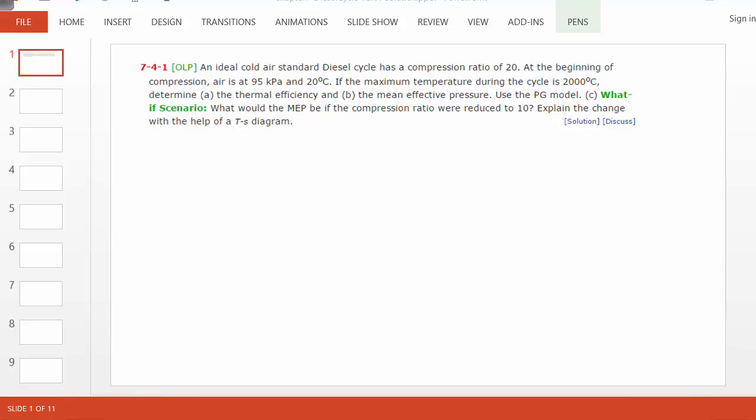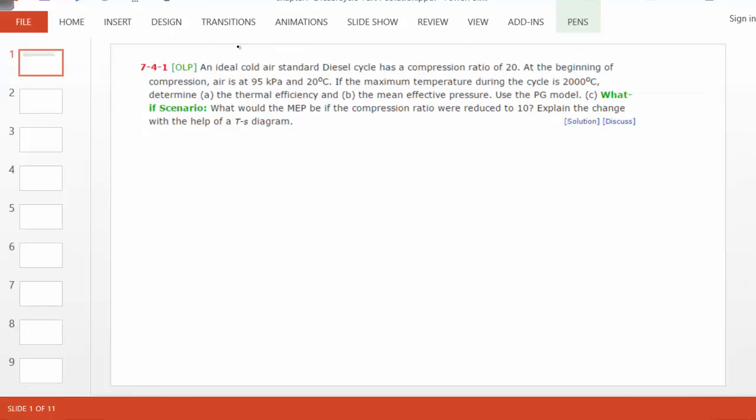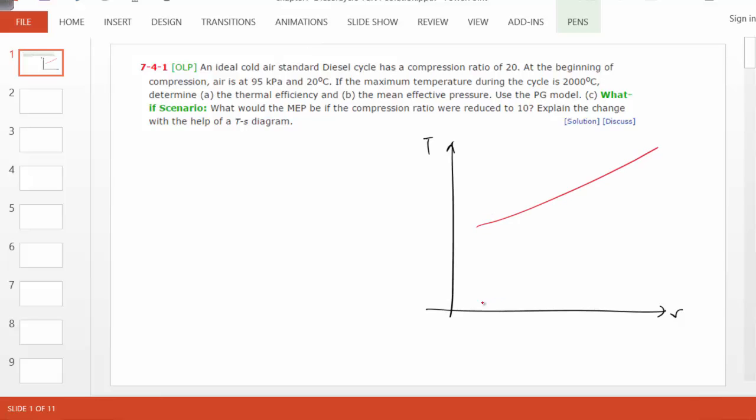Okay, let us solve the air standard diesel cycle problem. Let's first see what are given. It's a great idea always to draw the TS diagram even before reading the entire problem. So we have a constant pressure line, which is less steep than a constant volume line.